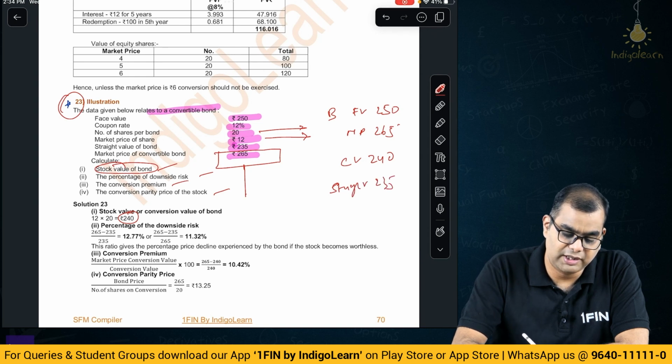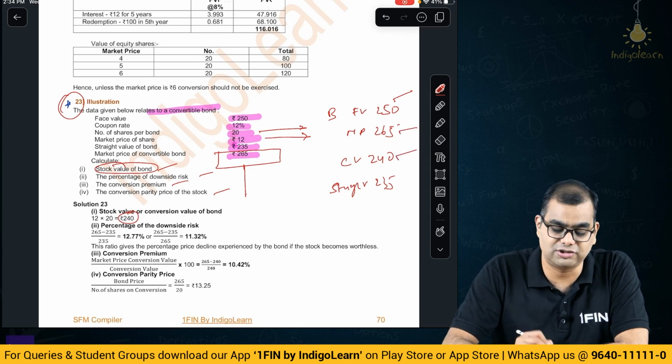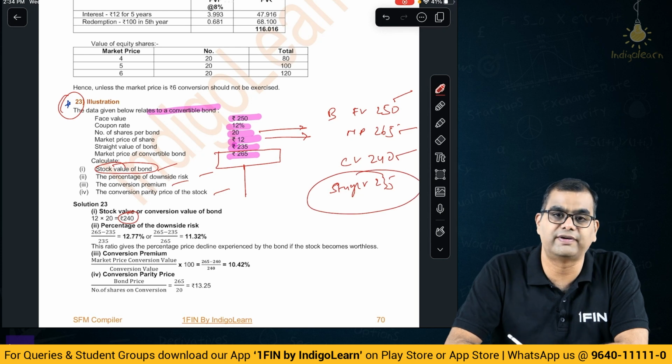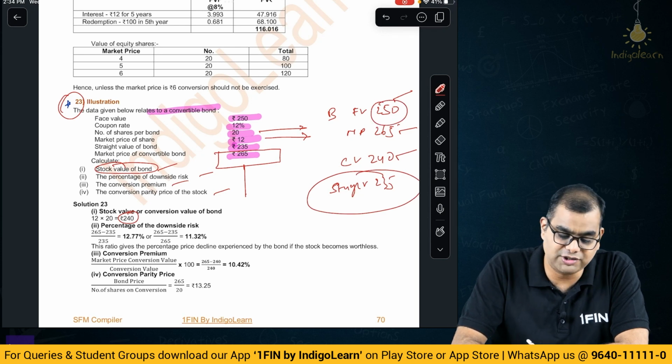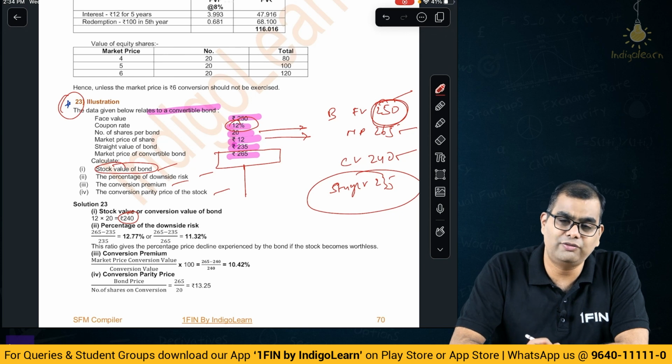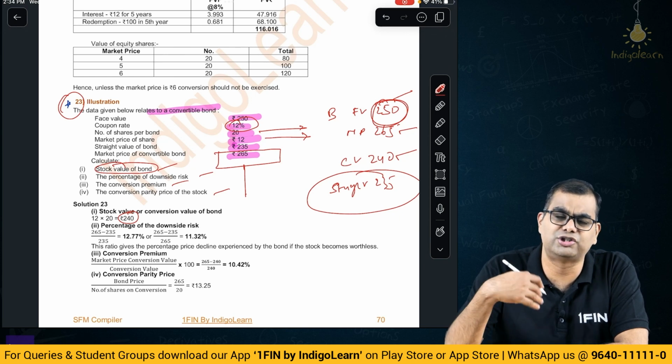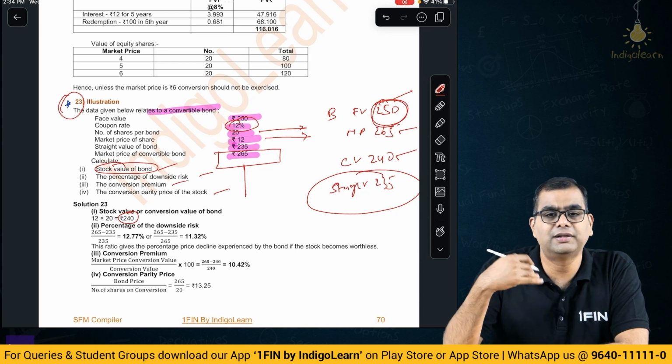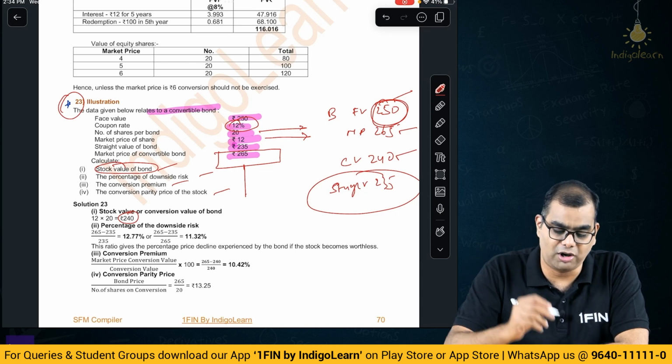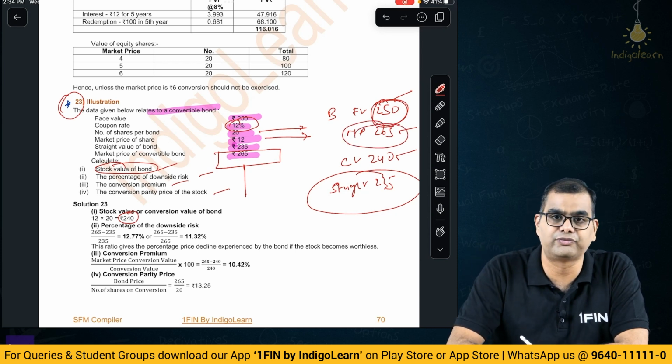Now, this is bond face value, we understood, it is very clear. Bond market price is stated in the market, very clear. Bond conversion value 240 is also clear. Now, what is the straight value of 235? What this means is, the bond's face value is 250 for a coupon rate of 12%. So, if market rates are higher or lower, this particular bond, assuming that the issue price is the same as the face value, the bond's price will fluctuate. Now, the bond's price today is 265.